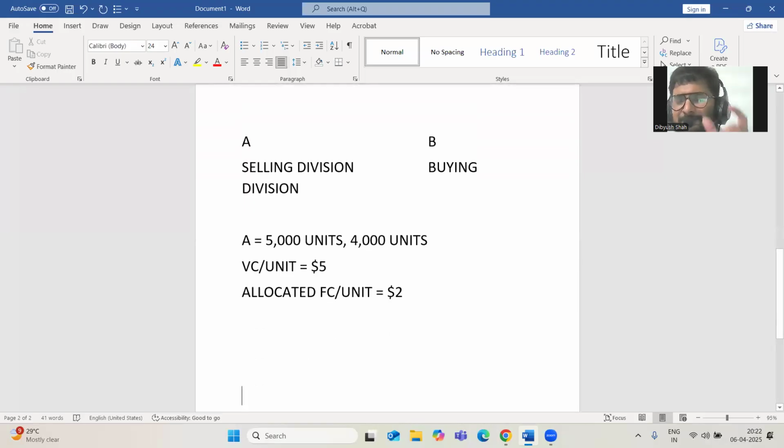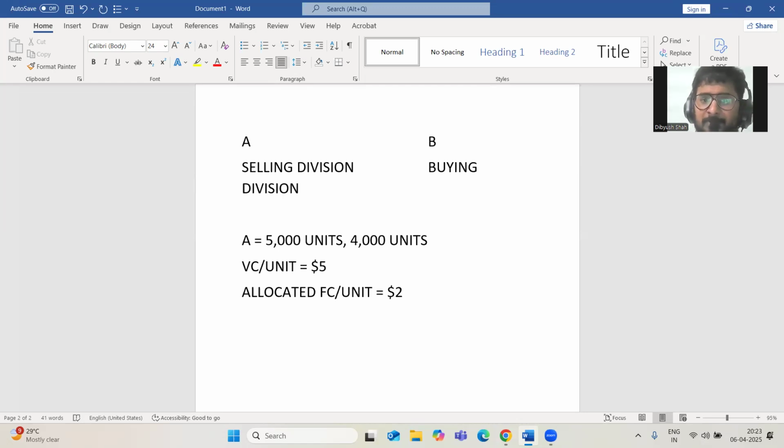So in this case, because they have excess capacity, the relevant cost for transfer is anyways $5, because it should be variable cost. But management has decided that it will be full cost, that is $5 and allocated fixed cost $2, $7. It is good for the company only.